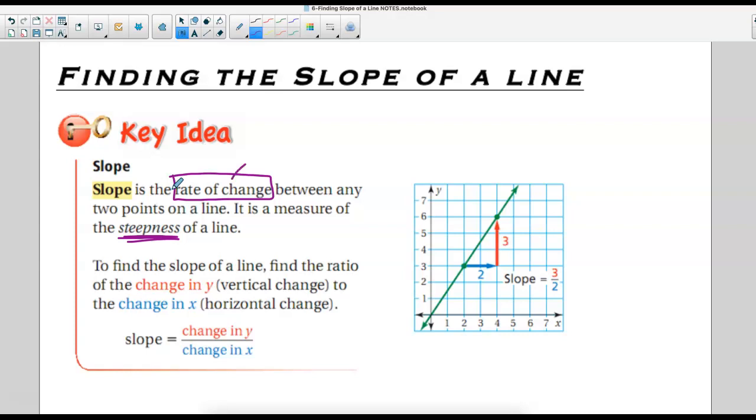We also can think of this as unit rate. We've talked about unit rates. Okay, slope is all of those things. Slope is your unit rate. It's your rate of change. It's the steepness of a line, okay? To find the slope of a line, you find the ratio. Ratio just means it's a fraction. We love fractions. Of the change in y to the change in x. So slope equals the change in y over the change in x.